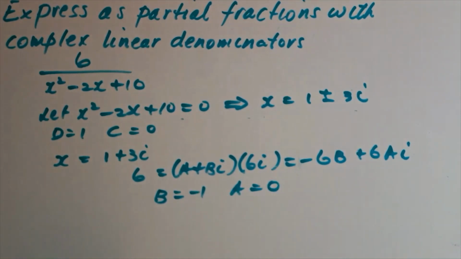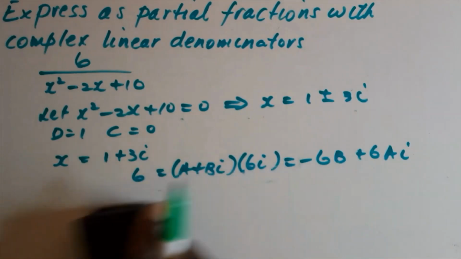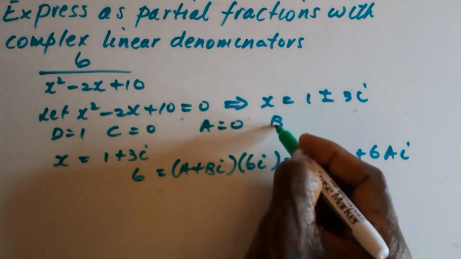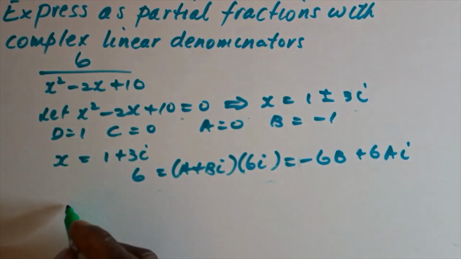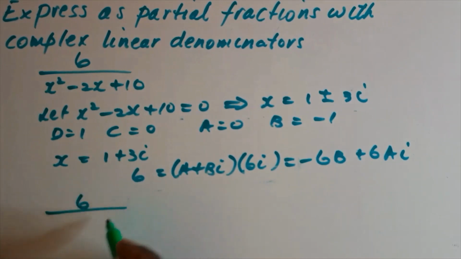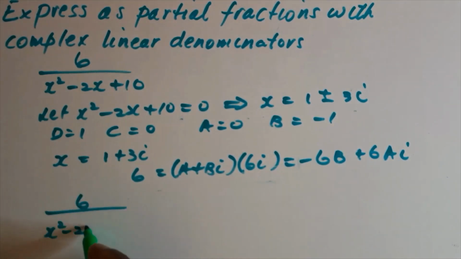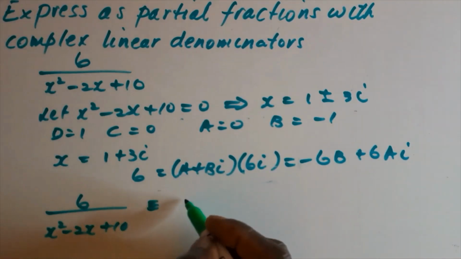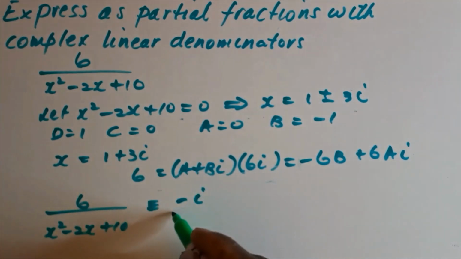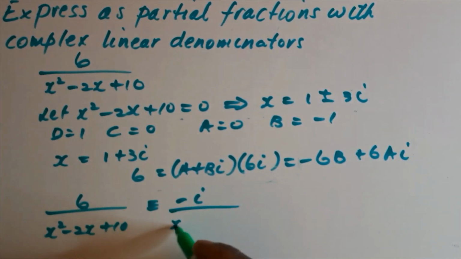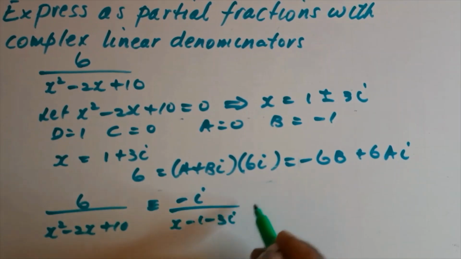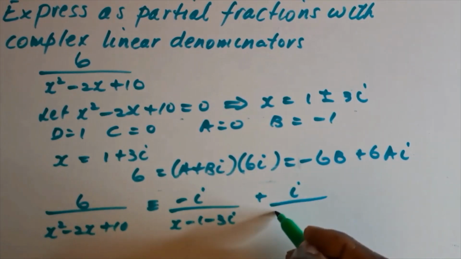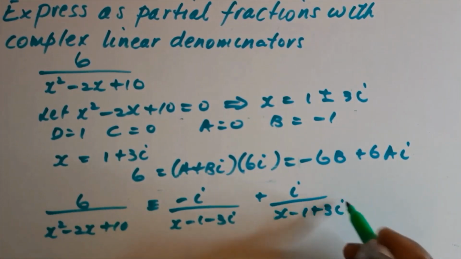So now that we have that a is equal to 0 and b negative 1, we can write that 6 over x squared minus 2x + 10 is equivalent to minus i over x minus 1 minus 3i added to i over x minus 1 + 3i.